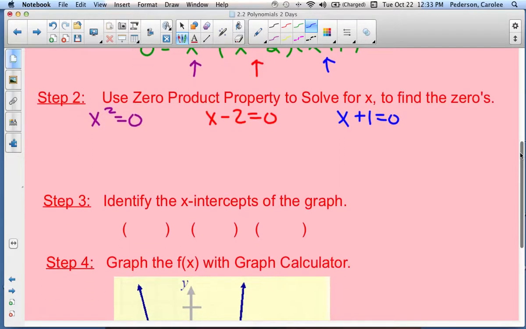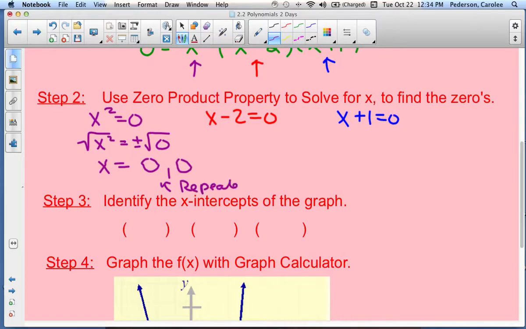So the purple one, x squared equals 0, I want to solve that for x. So I want to undo the squared, so I'm going to square root both sides. X equals plus or minus 0. There isn't such a thing as plus or minus 0, so it's just a 0. And notice there's an x squared, so I'm going to put a 0, 0 here. This is what we call a repeated 0.